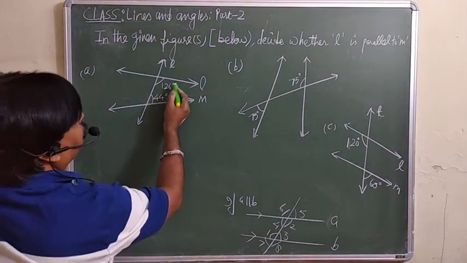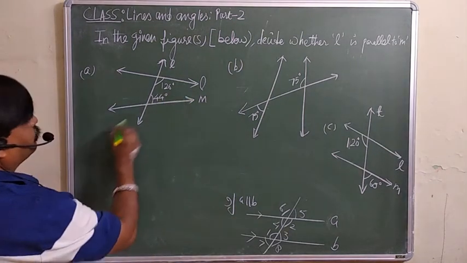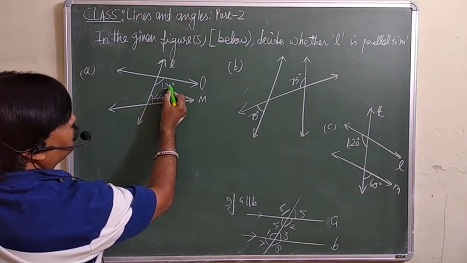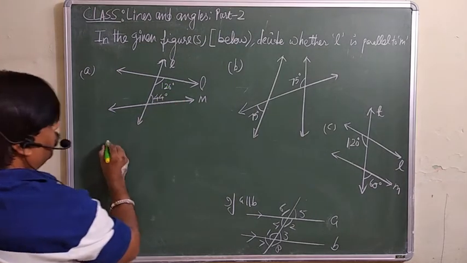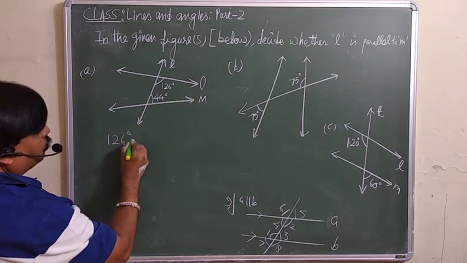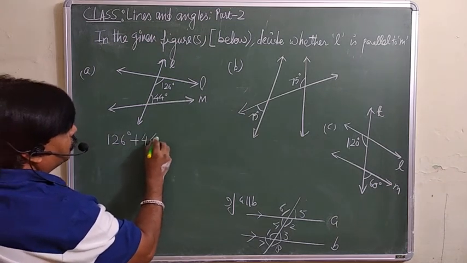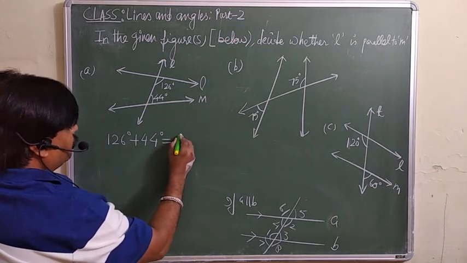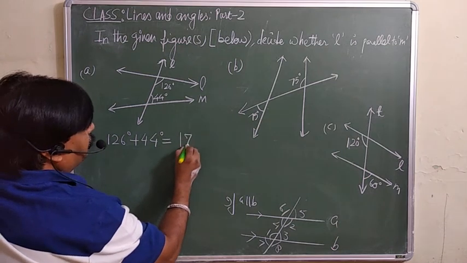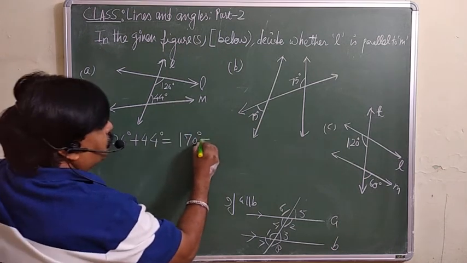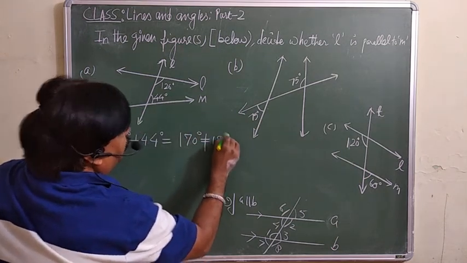So look here now, we want to check whether these are parallel or not in this one. See, just do the sum because these two angles are given. Just do the sum: 126 plus 44. So what are you getting? 170 degrees, which is not equal to 180 degrees.